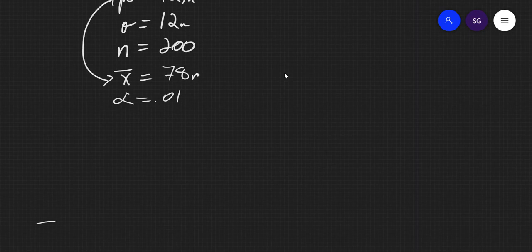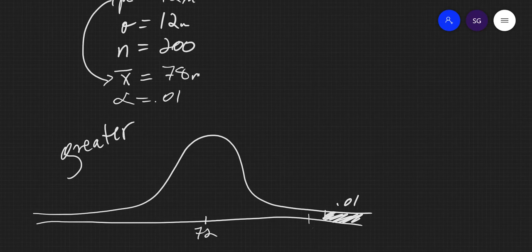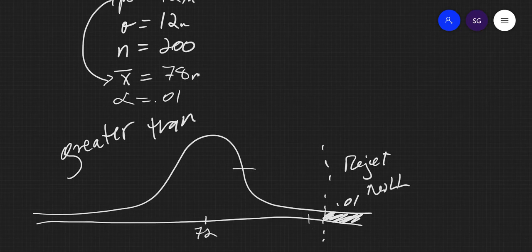So what am I supposed to be doing here? I've got this normal distribution. The average hours is 72. 78 is over here somewhere. Not exactly sure where yet, so I'm not really gonna spend a lot of time on that. And I'm gonna have this drawing where 0.01 is in the right tail, and this is a greater than, right? So the new battery is greater than, better than, right? And so I'm probably going to reject the null over here on the right-hand side and fail to reject over here on the left. This is a one-tail test, or it looks like a one-tail test.